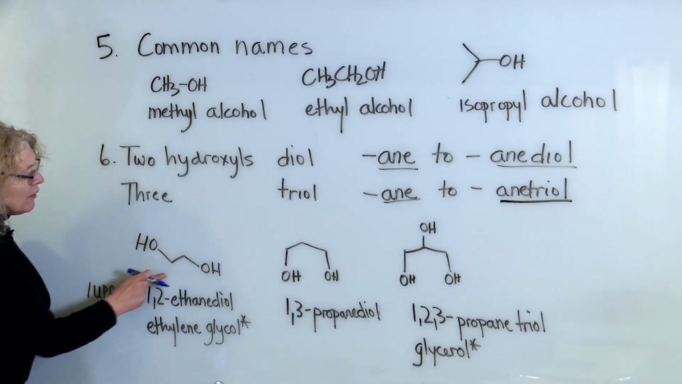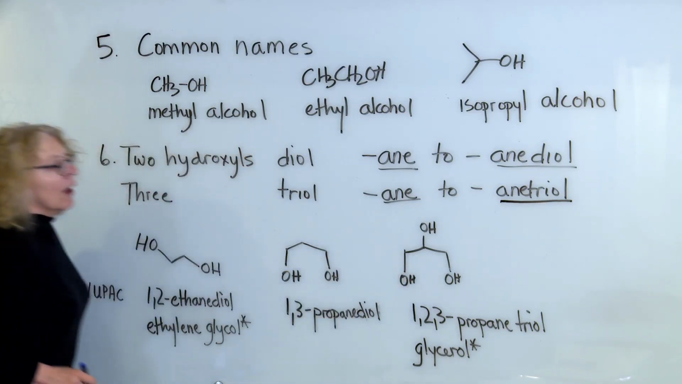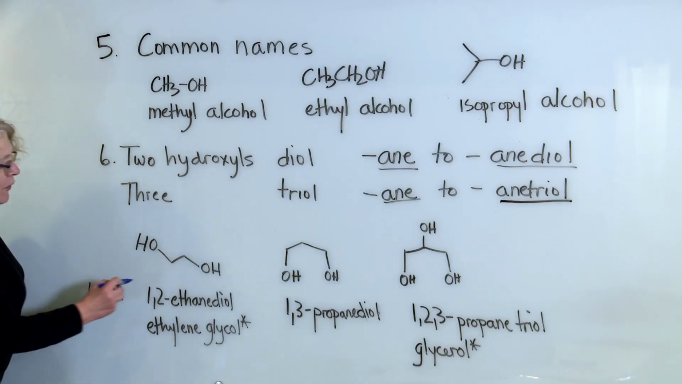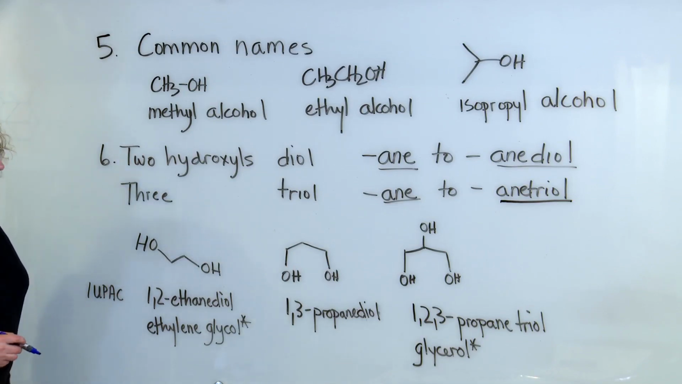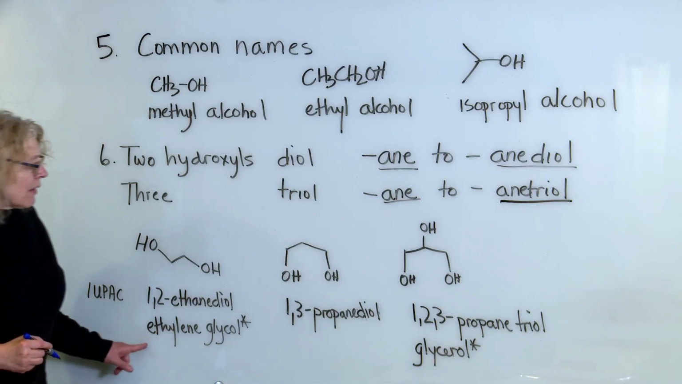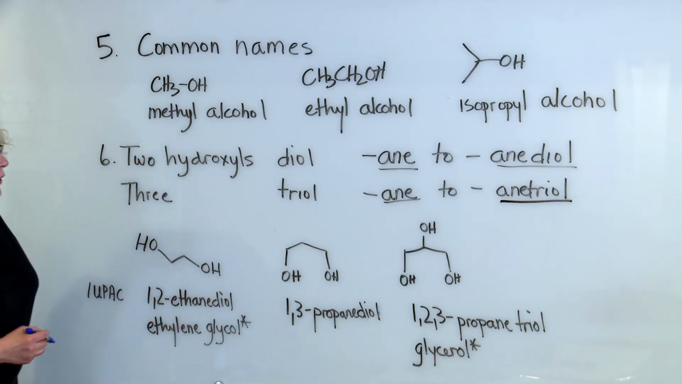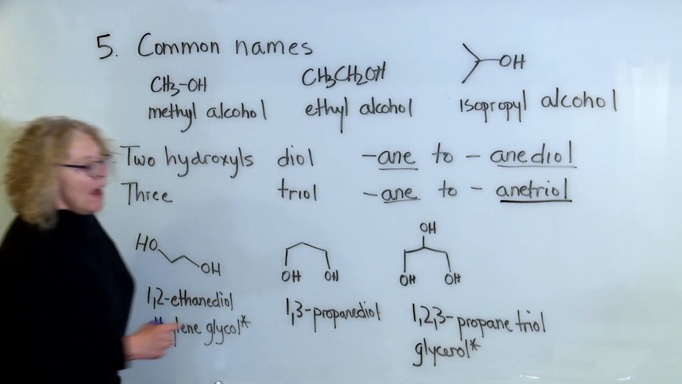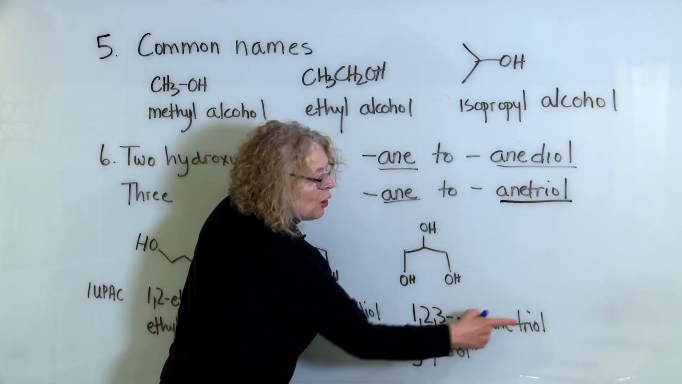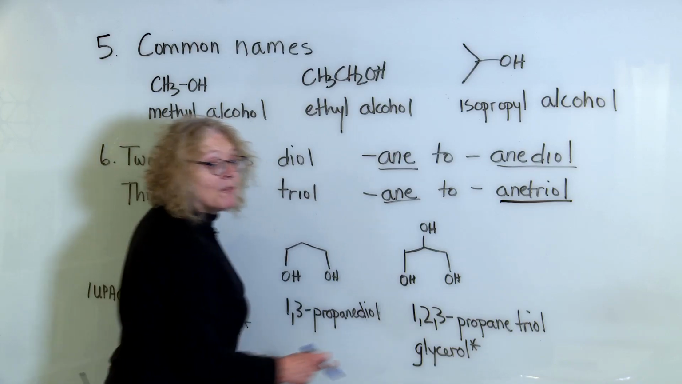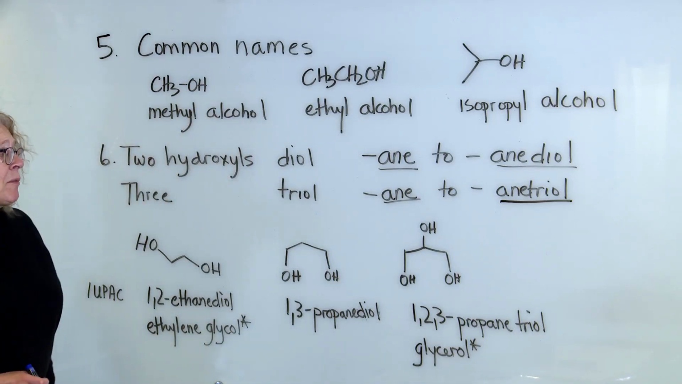So for instance, these 3 molecules all have more than 1 hydroxyl. The IUPAC name of the first compound is 1,2-ethane diol, but it is known much more commonly and almost exclusively as ethylene glycol, which is of course an antifreeze. The second molecule is 1,3-propane diol, and the third molecule, 1,2,3-propane triol, is known again almost exclusively as glycerol, a very important molecule in biochemistry.